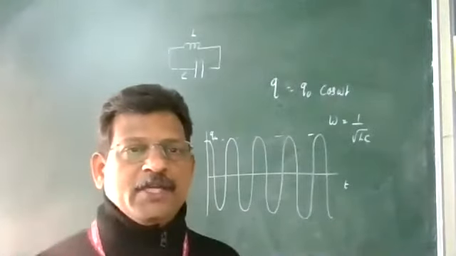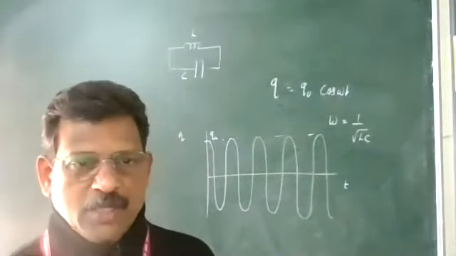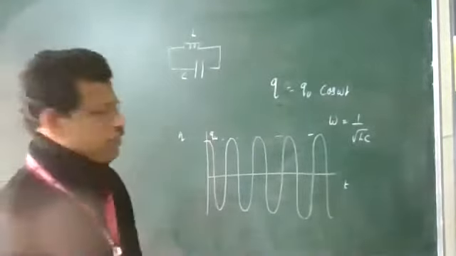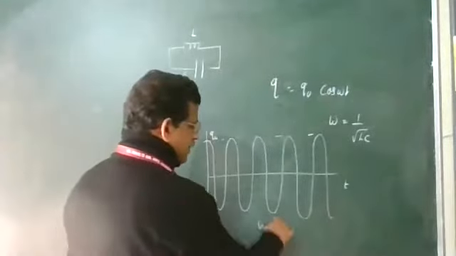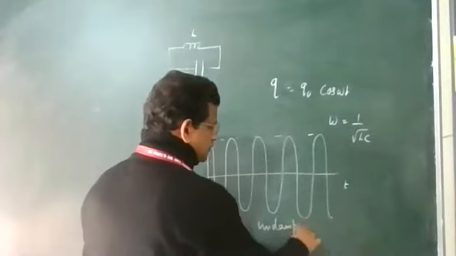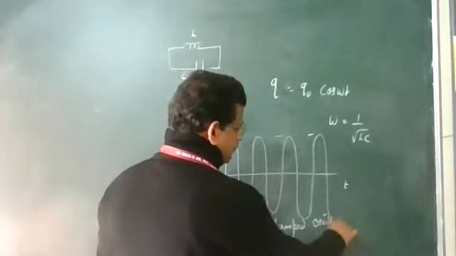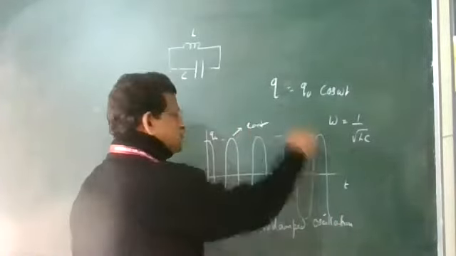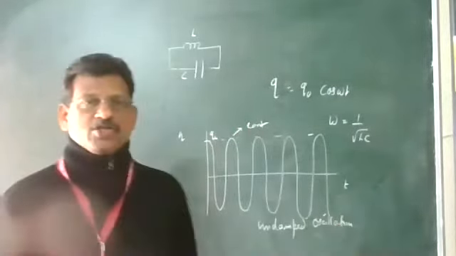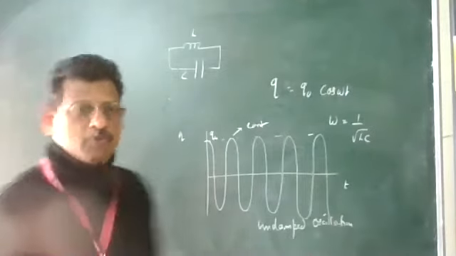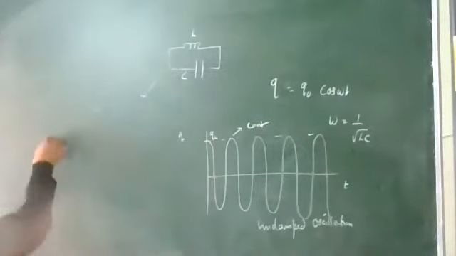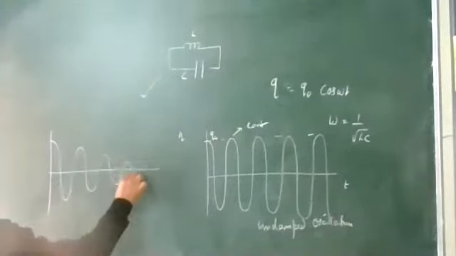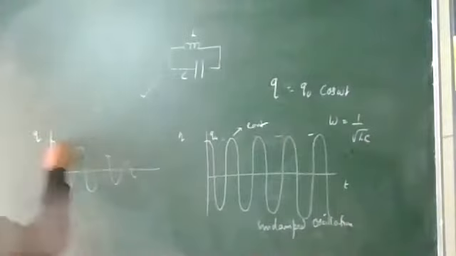But whenever you see the output of an LC circuit, it will not be like that. This oscillation we call undamped oscillation. Undamped means the amplitude is constant, the Q value is constant, and the energy is constant. But whenever you see the output of an LC circuit, we get damped oscillations. The variation will be like this.